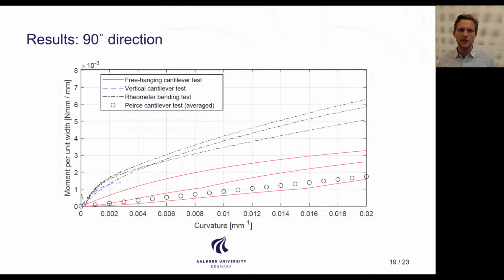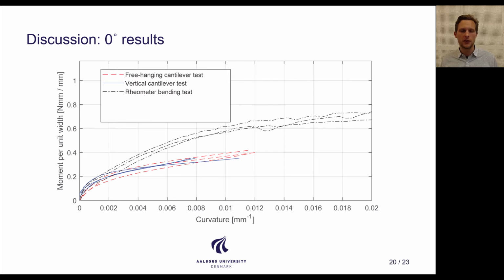So for the 90-degree direction, the results are not quite as good. The reason for that is that the fabric is very limp in this direction, and that's really challenging for the tests. The test that performs the most consistently is the rheometer bending test, but really, let's say that this is still a work in progress. So I'd rather spend some time talking about the 0-degree results again and the applicability.